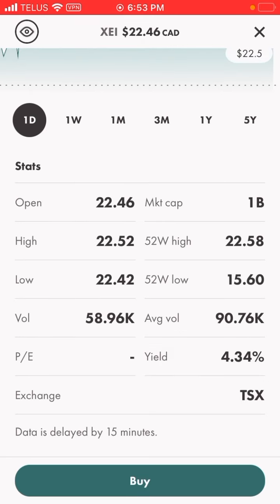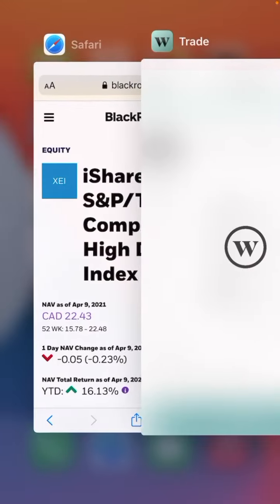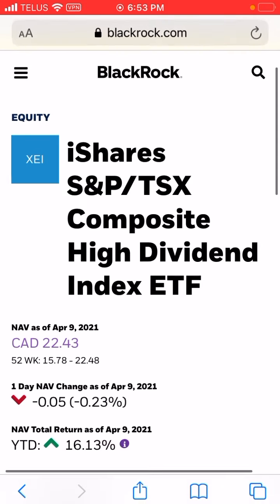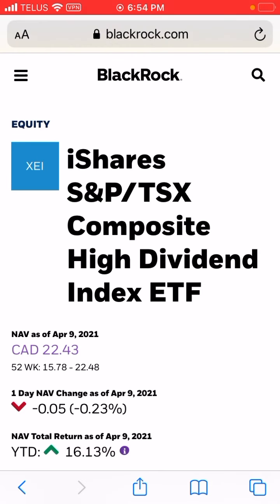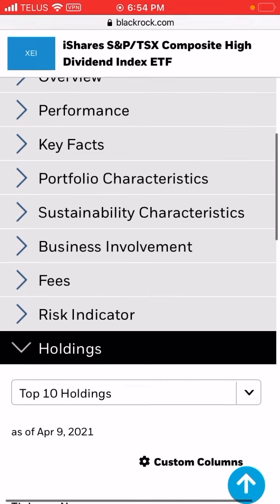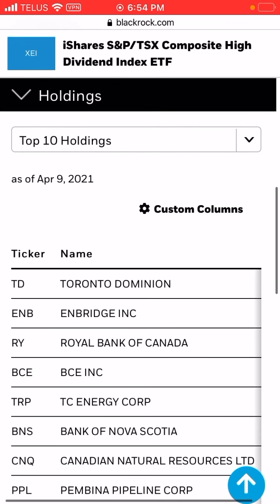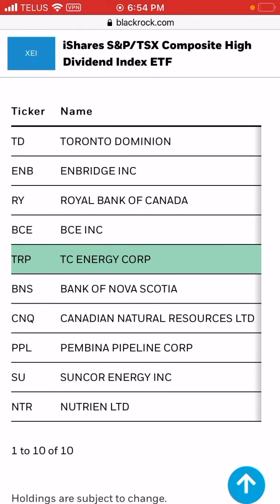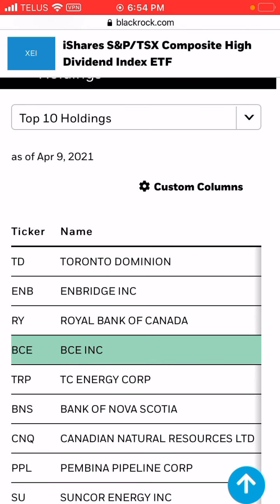And so for more information for XEI, I'm going to go here. If you search XEI on Google, the first selection will go in here, blackrock.com XEI. And so as you can see here, more information. If we click on the holdings, you can see on the bottom here, holdings. And so inside XEI were dividend stocks. These are the stocks inside XEI, Toronto Dominion and Enbridge, Royal Bank. And these are only the top 10 stocks inside it.